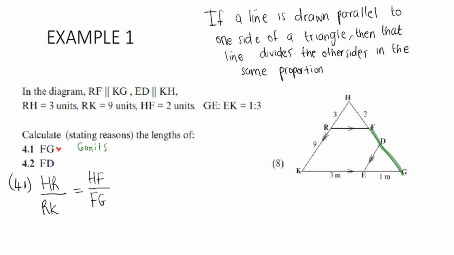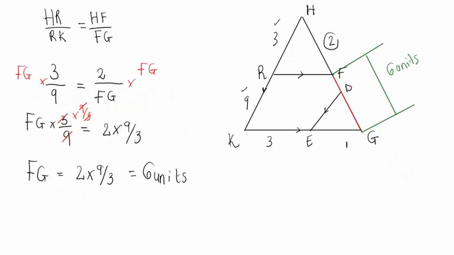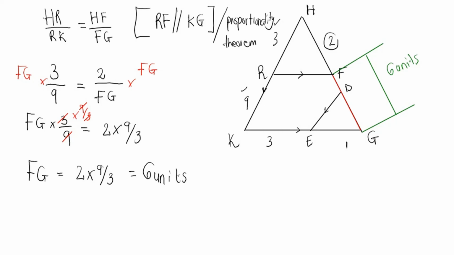Now for 4.2, we need to calculate, stating reasons, the length of FD. Okay guys, I actually forgot to give you the reasons for why we said that HR over RK is equal to HF over FG. The reason you can give for making that claim is that we know that RF is parallel to KG, or you can say proportionality theorem. Okay, so that is the reason that you can give.